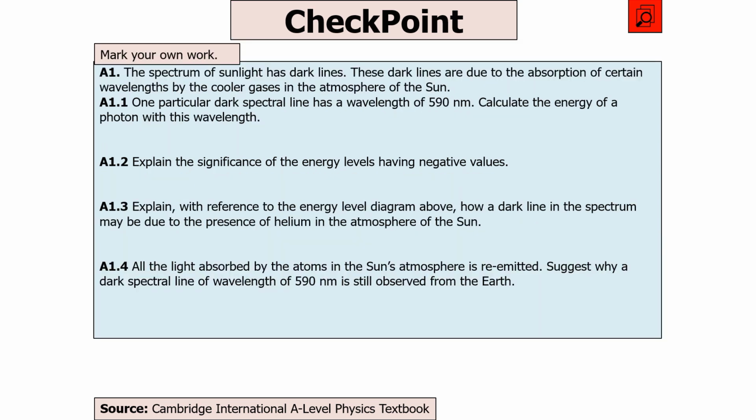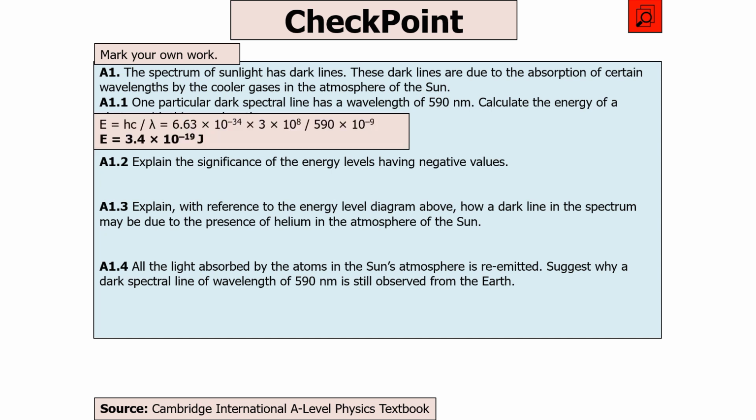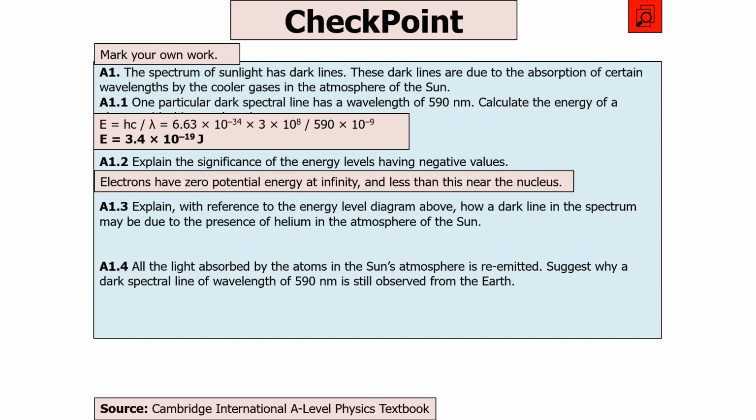Right, in this question, the first one you've got to do is use your photon energy equation, but we've already been given the wavelength. E equals hc over lambda, convert nanometers into meters by times 10 to the minus 9, so the value is 3.4 times 10 to the minus 19 joules. It's important to know why they have negative values. It's because we say the electrons have zero potential energy at infinity when they're released from the atom, so therefore they've got to have put energy in to get to zero, so they start off as a negative value.